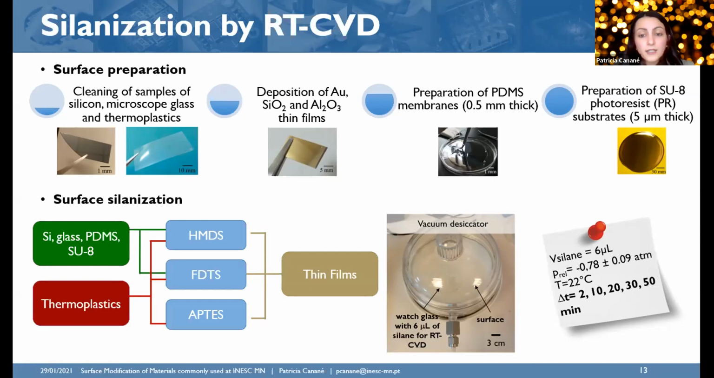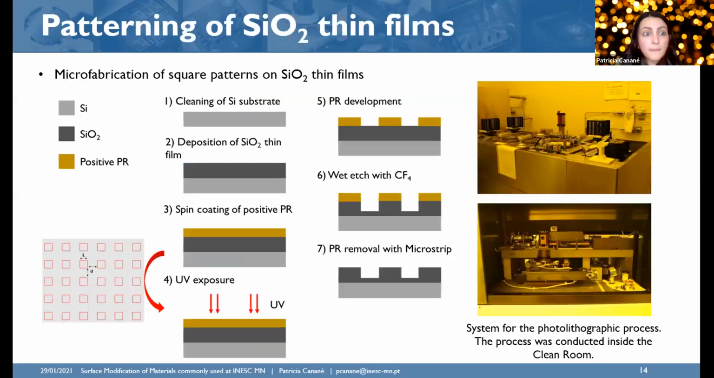So basically, the samples were introduced inside the desiccator along with 6 microliters of the silane. And for all of these substrates and with the 3 different silanes that I used, several exposure times were evaluated from 2 to 15 minutes to understand if the silanization was happening, if any threshold was being accomplished.